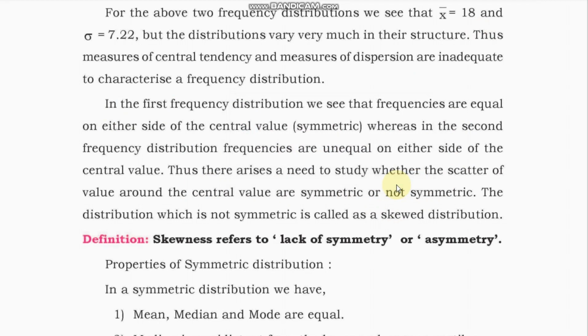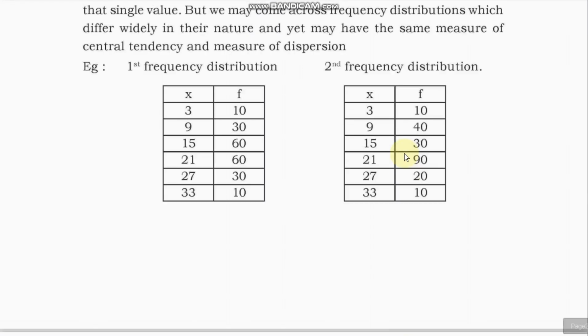Now comes the question whether the scatter of the data is symmetric or non-symmetric. The distribution which is not symmetric is called a skewed distribution. So whether the frequencies are distributed evenly or not. If you observe here, it starts at a lower point and then steadily increases, and at 60, 60, and again from here it starts decreasing at the same rate. It increased at the same rate and it decreased at the same rate.